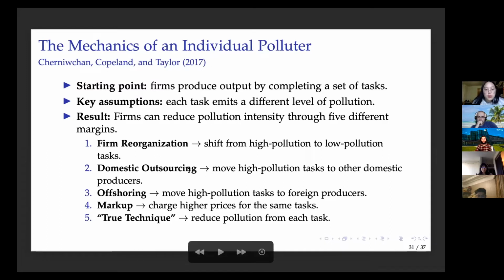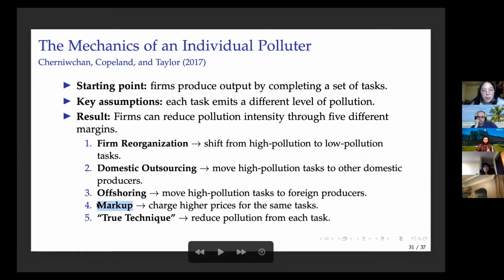They talk about domestic outsourcing. This is moving some task that's relatively polluting from your own facility to someone else's facility in the same country. This would make you look cleaner, even though air pollution in Canada is still changing. Offshoring: if you remove some of the tasks that you are currently doing in your own facility and get that done by someone in another country, this would shift air pollution from your own facility abroad, and that would be a source of this process effect.